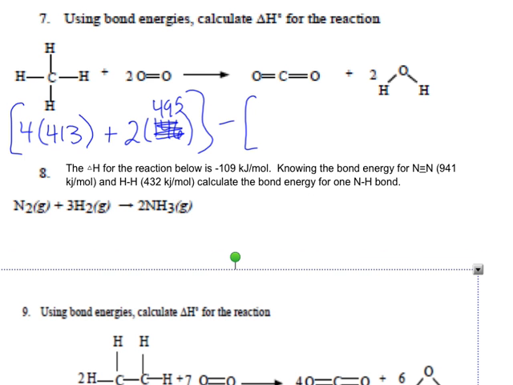Minus, now what are we forming? Carbon dioxide. Be careful, that's the 799 one, right? So how many C to O's at 799? 2 at 799. Plus, how many H's are we forming? 4 H's, right? Each water has 2 H's, and there's 2 of them, so we're forming 4 H's.